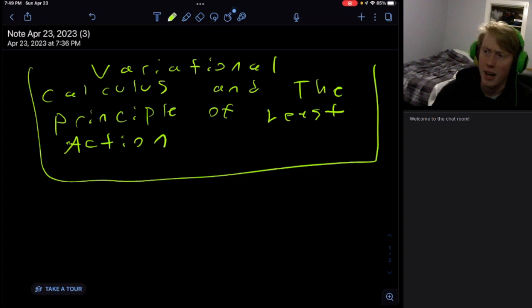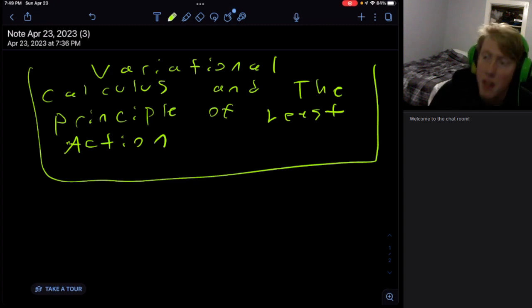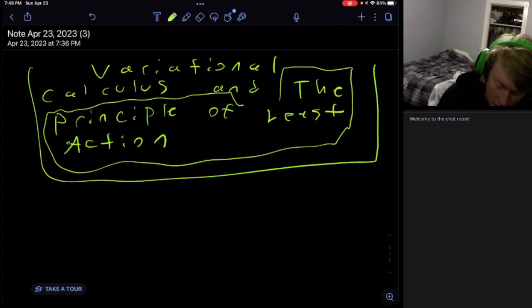I had a little bit of exposure to this as part of my college curriculum, not a whole lot though, and I think it's a really interesting kind of tool to have for certain kinds of problems. So what we're going to be talking about today is variational calculus a little bit, but the focus of this one is going to be the principle of least action. That's what we're going to spend most of our time on.